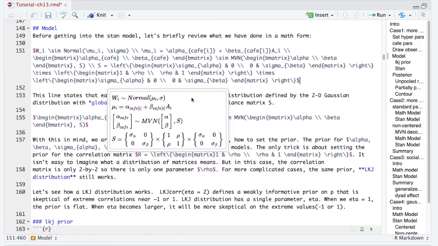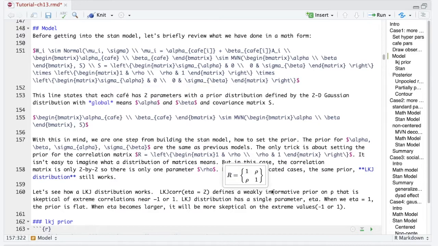If you understand all of this, you are only one step away from building the model. That is, how to set the prior. It's not that hard because the priors for alpha, beta, and sigma are just the same as we did in previous models. The only trick is setting the prior for the correlation matrix rho. In this case, the correlation coefficient is just one single number because we only have 2 parameters that are related to each other. However, for some more complicated cases, we may have a 3D correlation matrix. But you don't need to worry about that because we will learn about a new distribution called the LKJ distribution. LKJ prior works with any kind of correlation matrix.